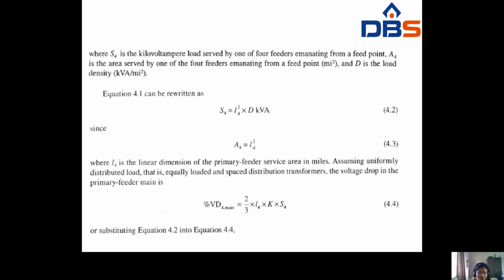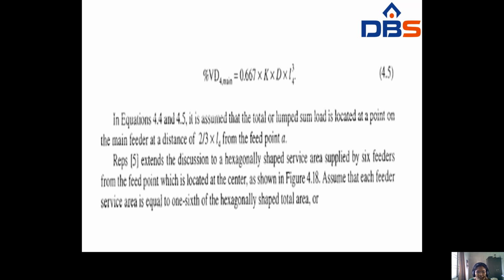Assuming uniformly distributed load, that is, equally loaded and spaced distribution transformers, the voltage drop in the primary feeder, percentage VD4 max, equals 2 by 3 L4 into K into S4. You have to substitute equation 4.2 in this equation. So finally you can get percentage VD4 max equal to 0.667 into K into D into L4 cubed. In equation 4.5, it is assumed that the total lumped load is located at a point on the main feeder at a distance of 2 by 3 into L4 from the feed point A.